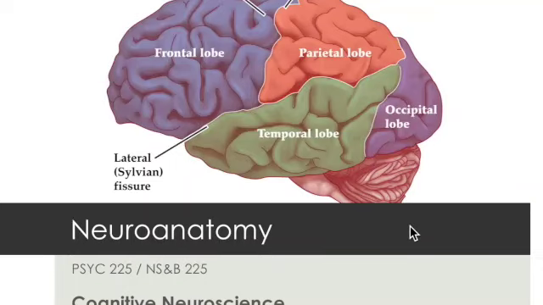Today we're going to talk about neuroanatomy, the study of the structure of the brain. Of course, we can't talk about the relationship between structure and function without first understanding what those structures are. And so think of today's lecture as a kind of roadmap, a guide of where in the brain we are talking about when we're talking about the superior temporal gyrus.